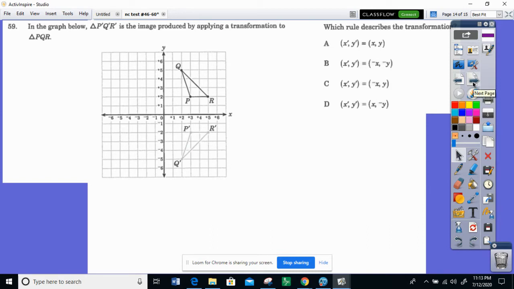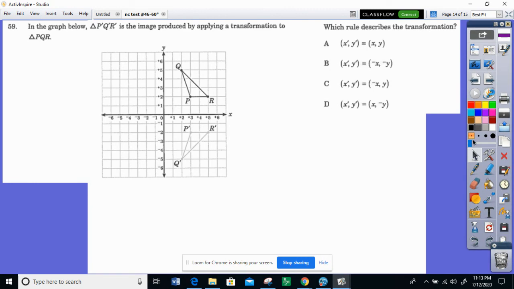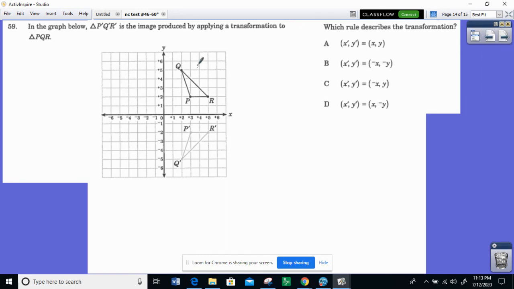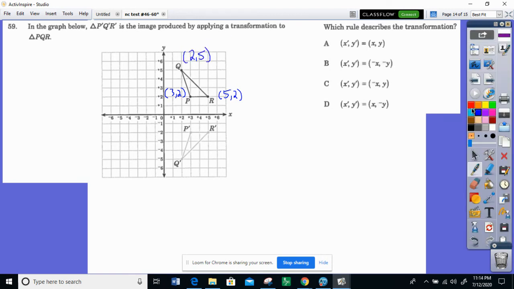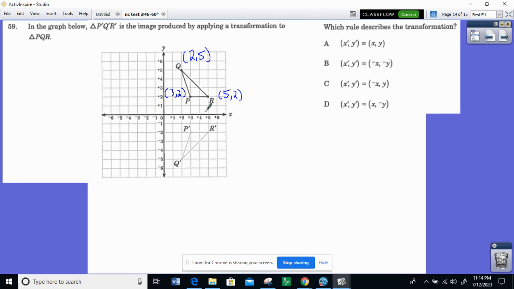Number 59 says, in the graph below, triangle P prime Q prime R prime is the image produced by applying a transformation to triangle PQR. Which rule describes the transformation? Well, let's write down some coordinates. The pre-image coordinates are P at (3,2), R at (5,2), and Q at (2,5), whereas the image coordinates are P prime (3,-2), R prime (5,-2), and Q prime (2,-5).